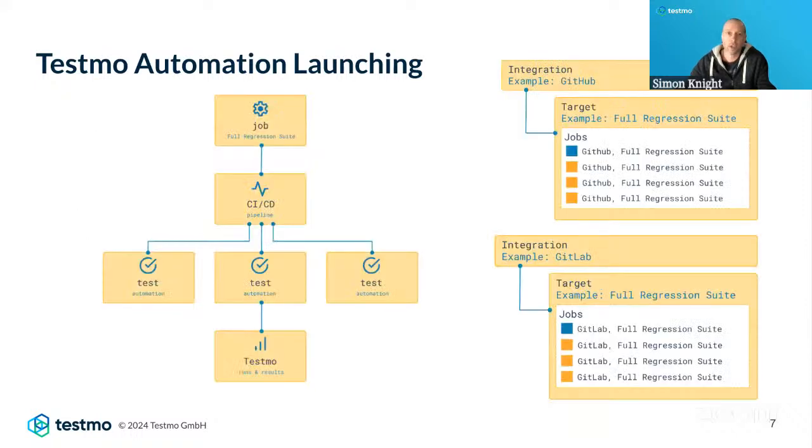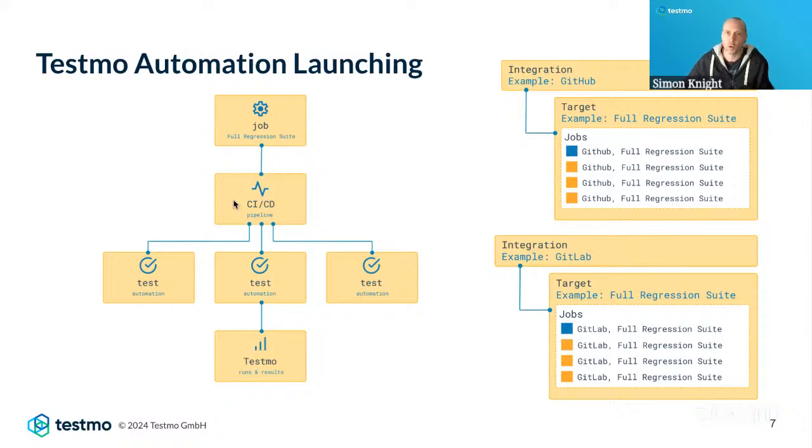So conceptually, Testmo thinks of your automation runs in terms of jobs. And I think that's because that's what they typically equate to when they're executed as part of a CI pipeline or job on your CI platform. So that's what this model here is attempting to convey.